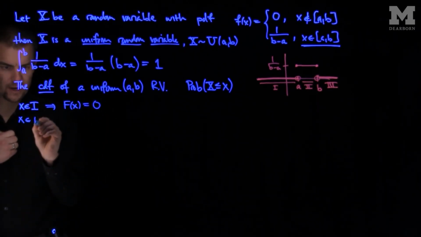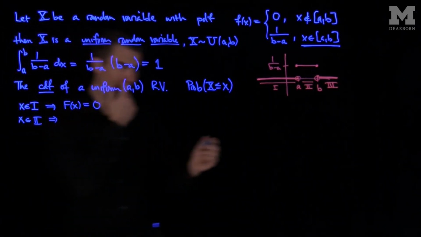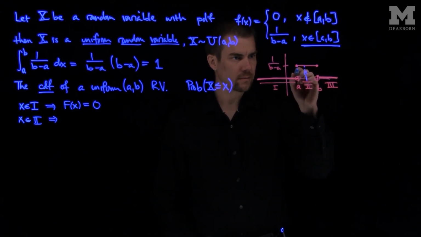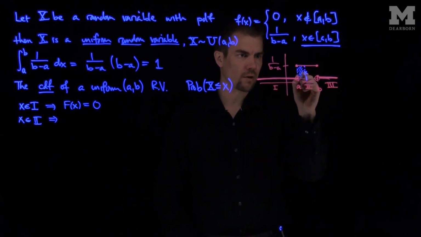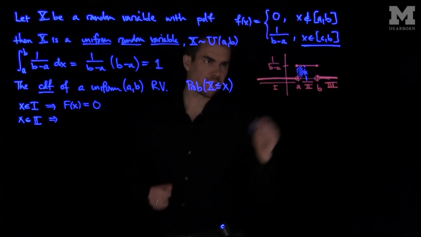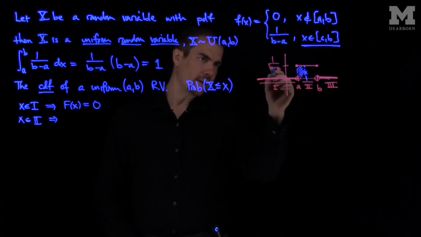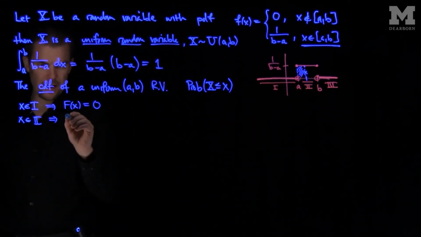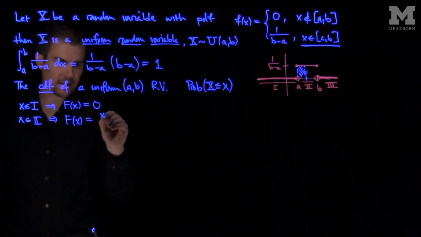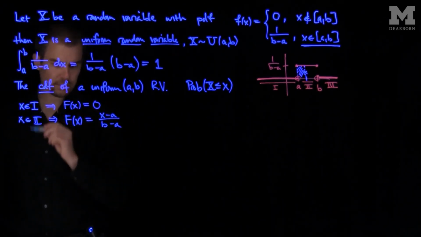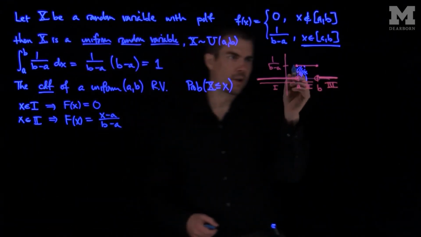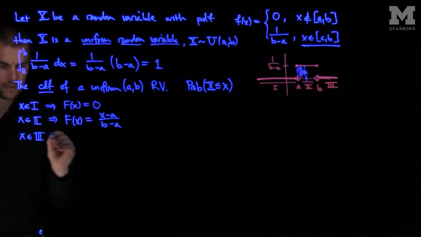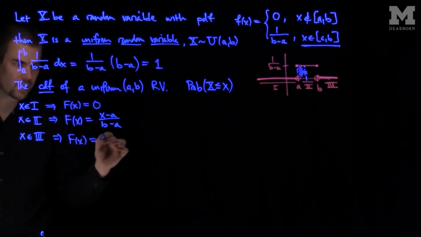If x is in the second range, say that you're over here, that's x, then we will integrate just that little chunk, that little rectangle. The area of that rectangle is the height, 1 over b minus a, times the width, x minus a. So then F of x in this range will be x minus a over b minus a. And finally, if you're in the third range, then you've integrated all of the mass of the PDF, so F of x is just equal to 1.